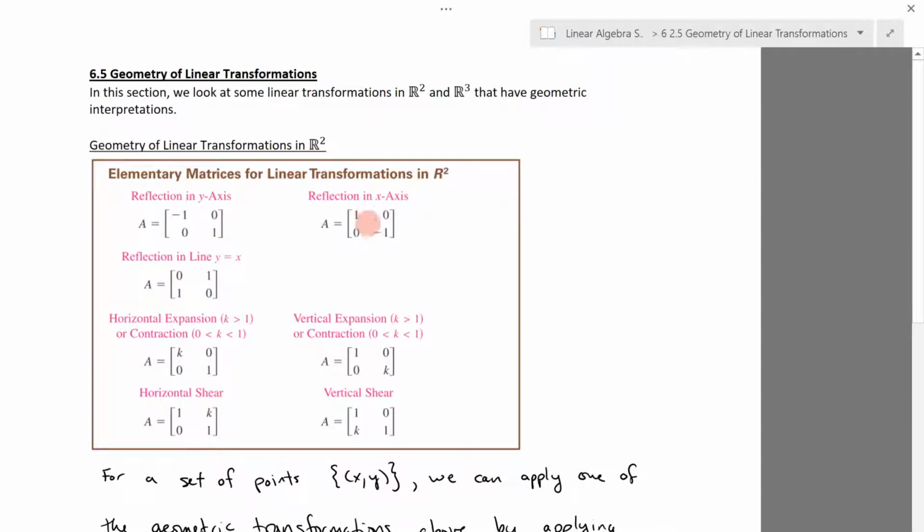And similarly, when we reflect about the x-axis, the x-coordinate stays fixed, and we take the opposite of the y-coordinate. When we reflect about the line y equals x, the x and y coordinates switch places.